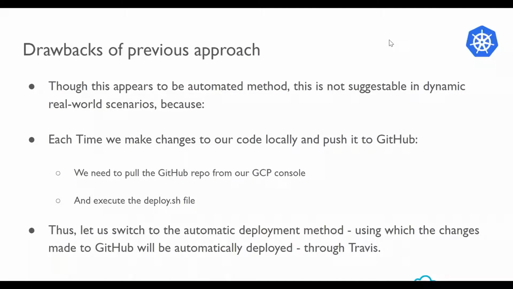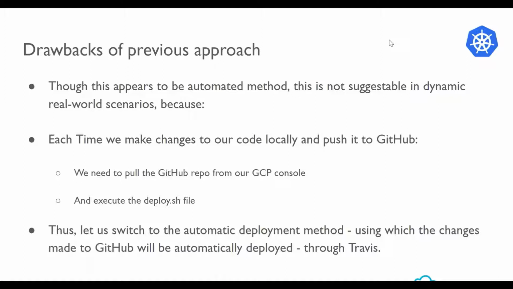So let us discuss the drawbacks of our previous approach. So we have curated all the required commands in the deploy.sh file, pushed that file along with the changes of the application to GitHub, pulled that repo from gcloud console, and executed the deploy.sh file from there.